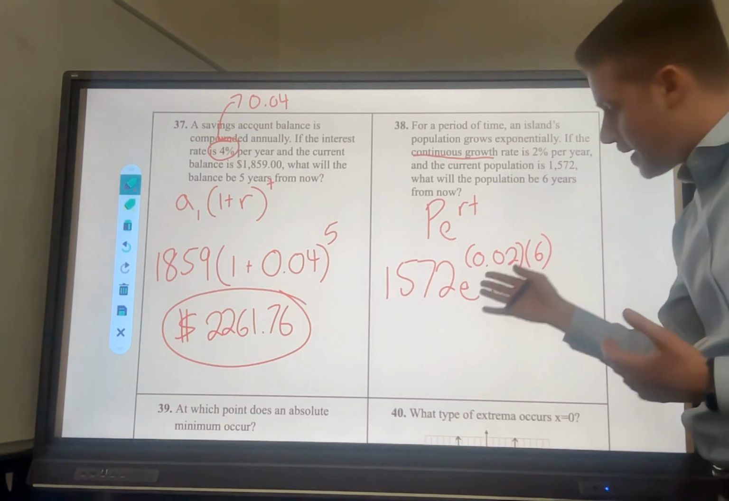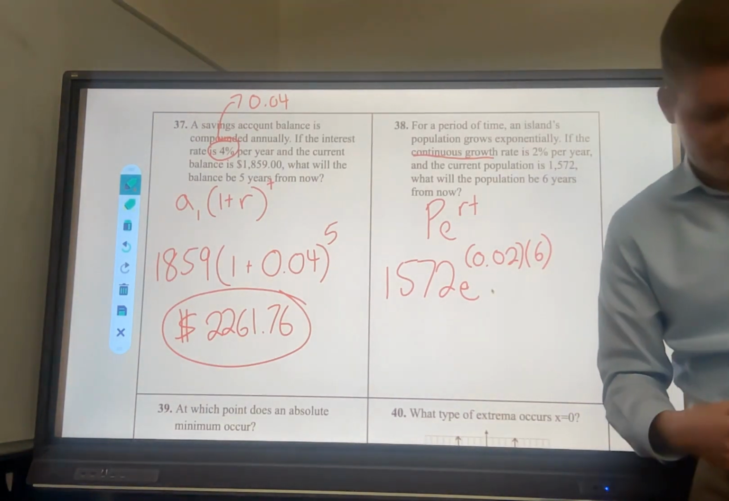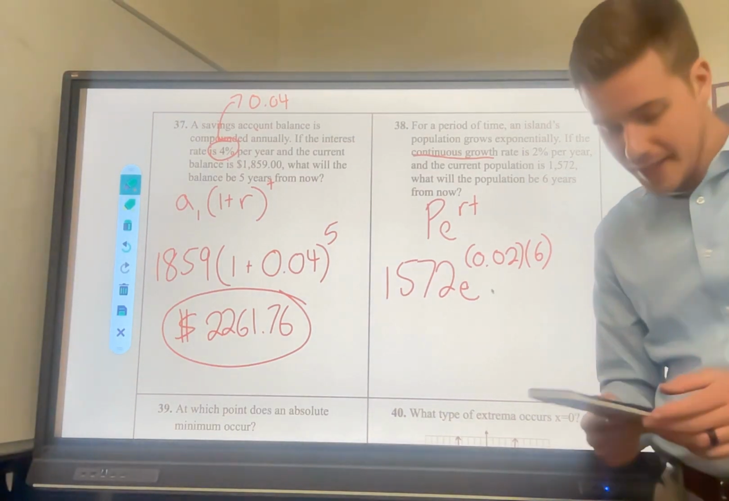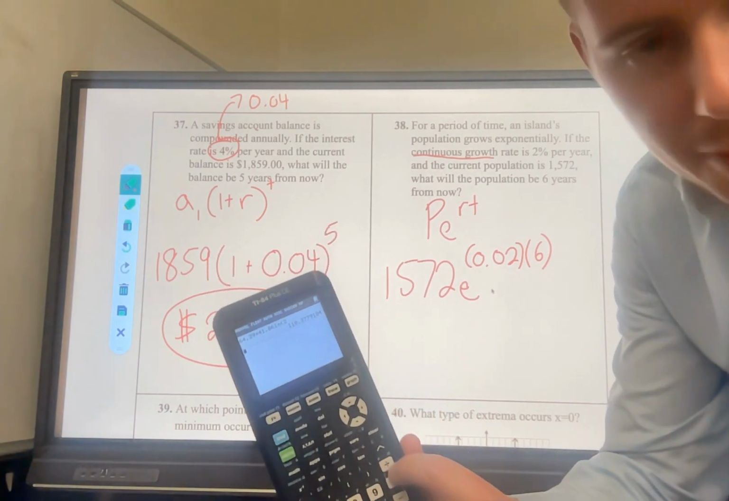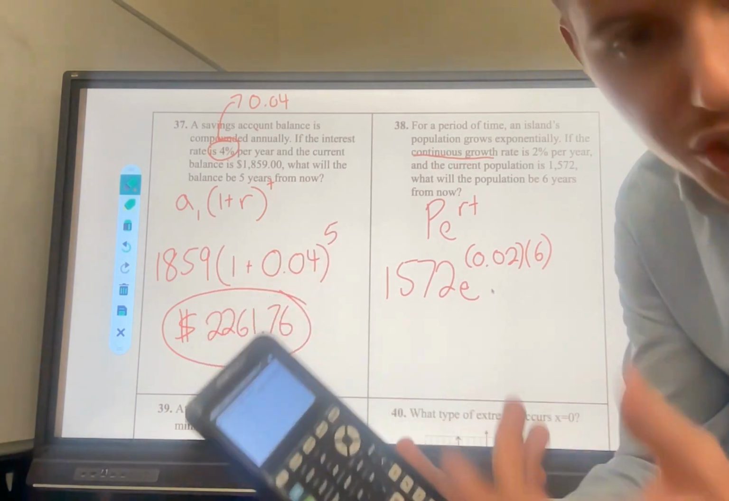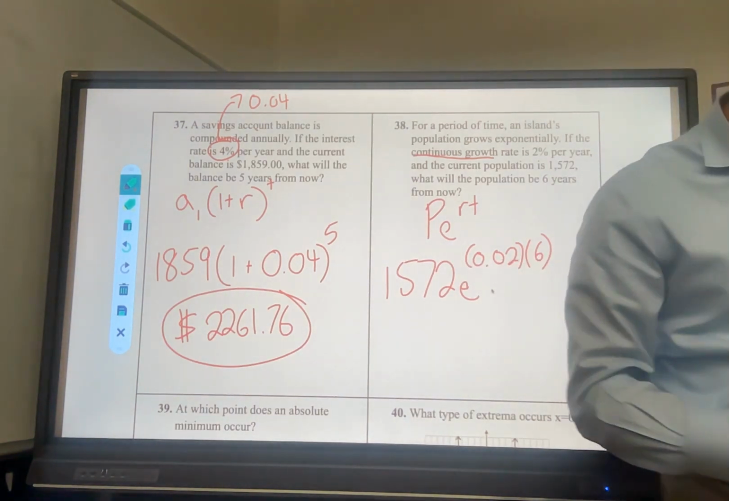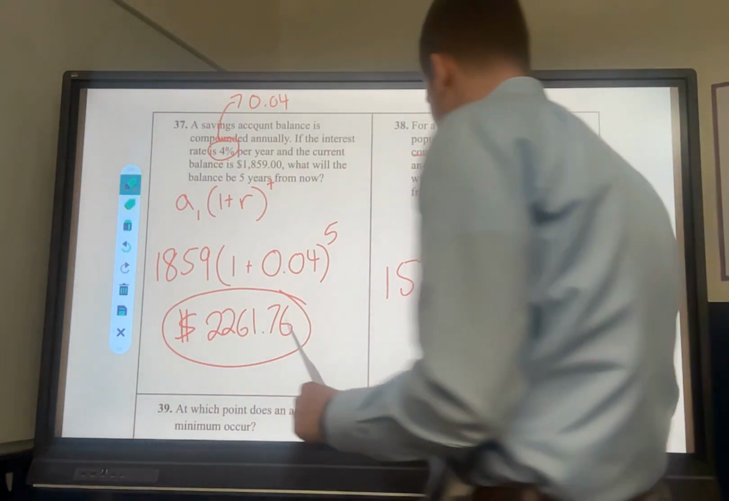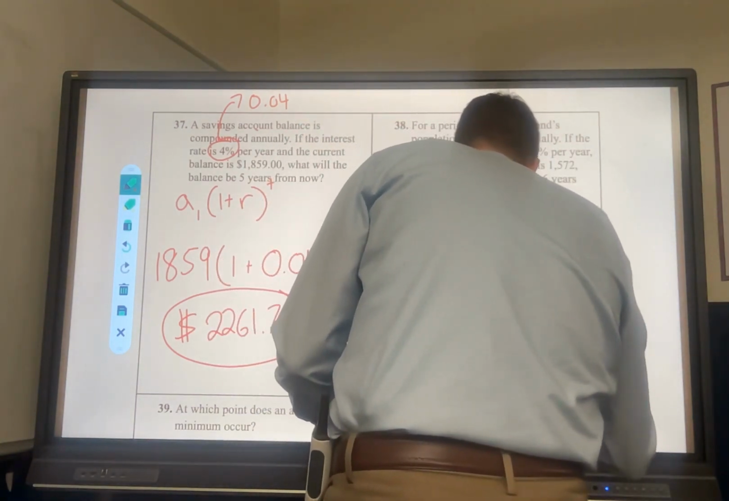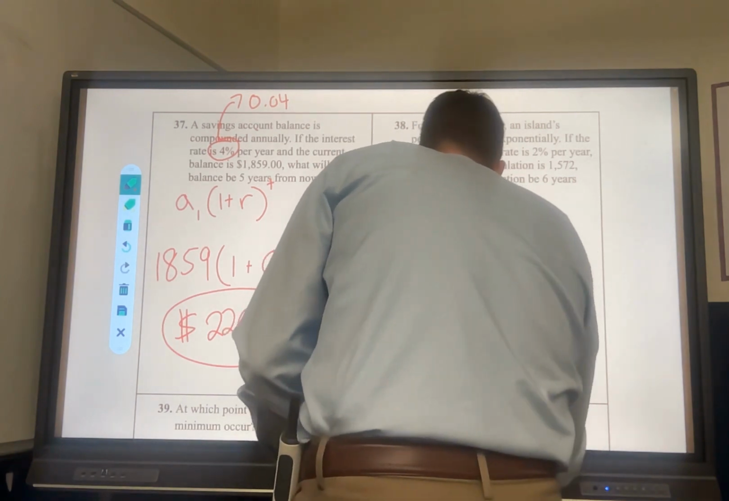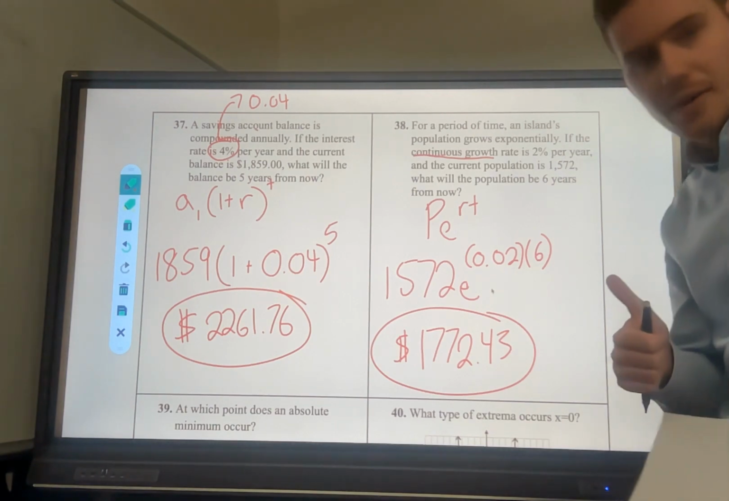So you take all of this mess, again, you've got an E button in your calculator. I'll even show you where it is. You've got an E button in your calculator. It's just above the division sign. So if you hit second and then division, you'll be able to get that E button. So type this into your calculator, and hopefully what you get is $1,772.43. All right, hope you got that.